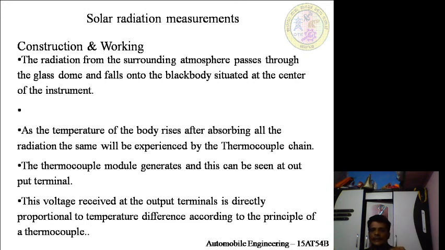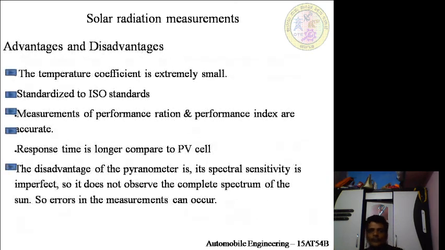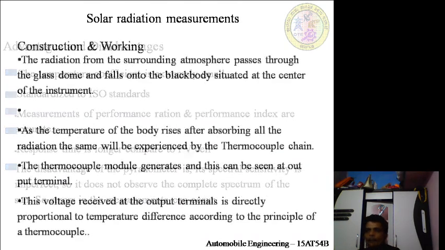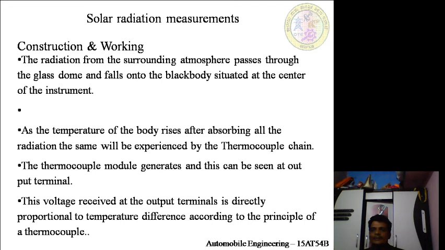When the radiation from the surrounding atmosphere passes through the glass dome and falls on the black body, the temperature of the body rises after absorbing all the radiation. This increase in temperature is experienced by the thermocouple model, which is a black body.